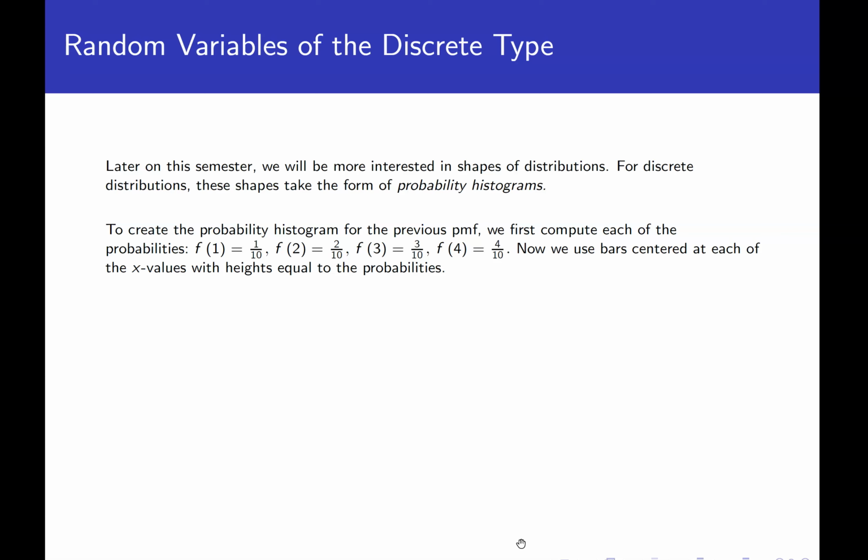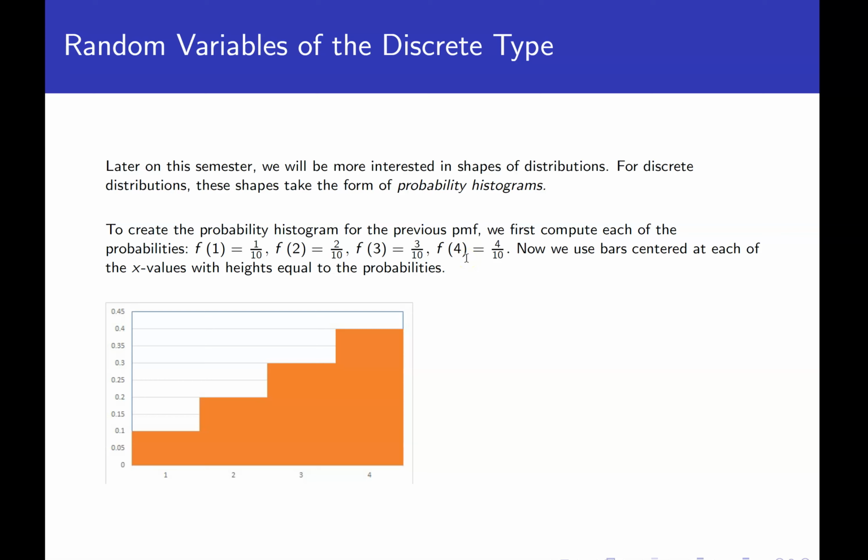To create a probability histogram for that previous example, the first thing we're going to do is compute all of our probabilities. Our support was 1, 2, 3, 4. So we calculate those probabilities by plugging into the x over 10 function again. And then if you're familiar with histograms, you know basically it's like a bar chart. The probabilities are going to be the heights of our bar chart. And then we're going to center the bars at each of our values in the support. So we get something that looks like this. So this would be our probability histogram.